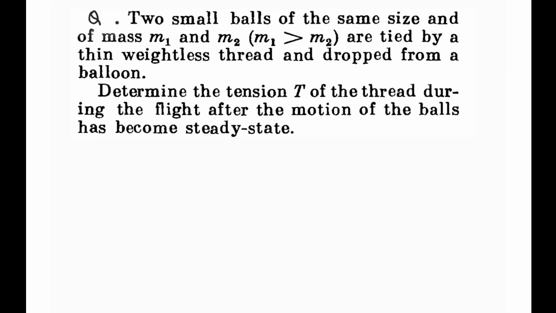The problem is stating: two small balls of the same size and the mass m1 and m2, where m1 is greater than m2, are tied by a thin weightless thread and dropped from a balloon. Determine the tension of the thread during the flight after the motion of the ball has become steady state.